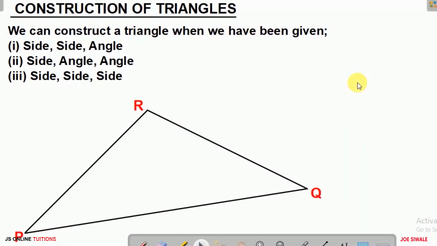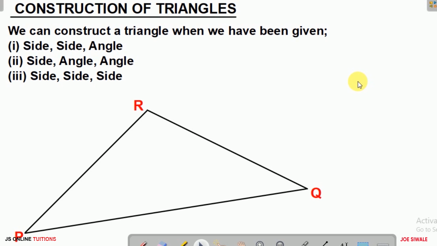Let us now look at construction of triangles. We can construct a triangle when we have been given the following. So the first situation, when you have been given side angle. The second situation, when you have been given a side angle. And the last situation, when you have been given a side. So we're going to look at each situation in details. So let us start with the first one.